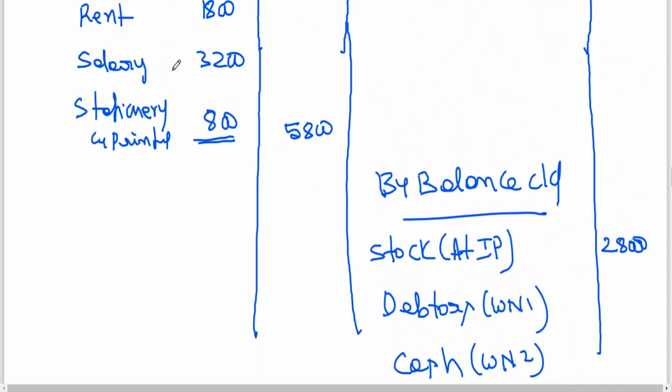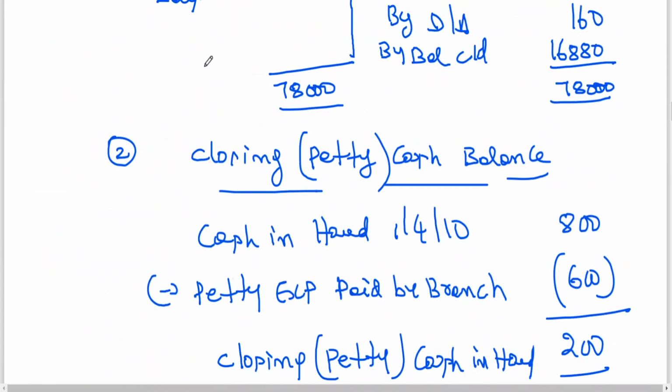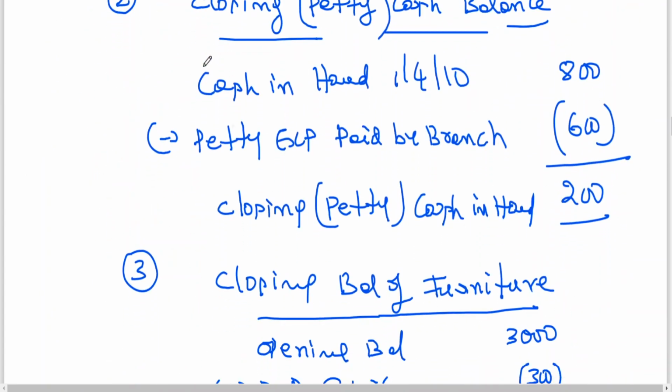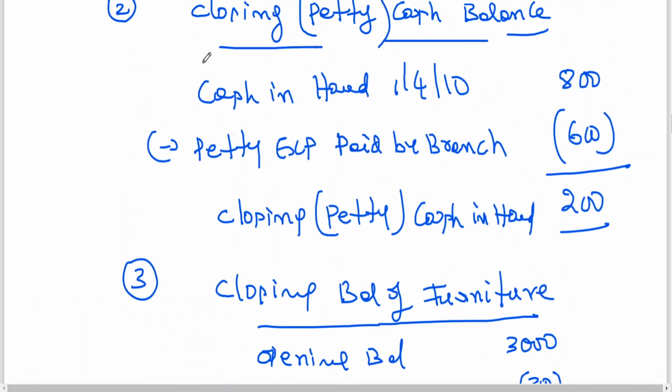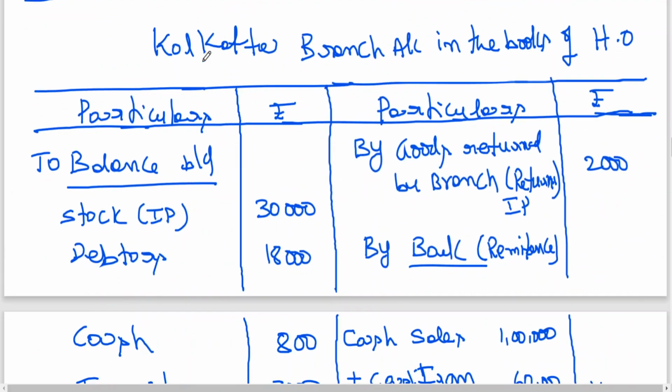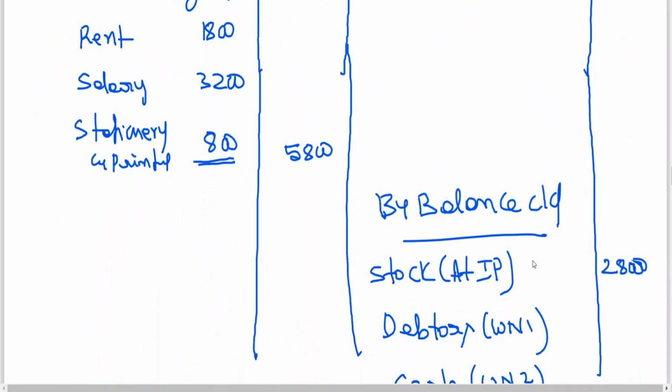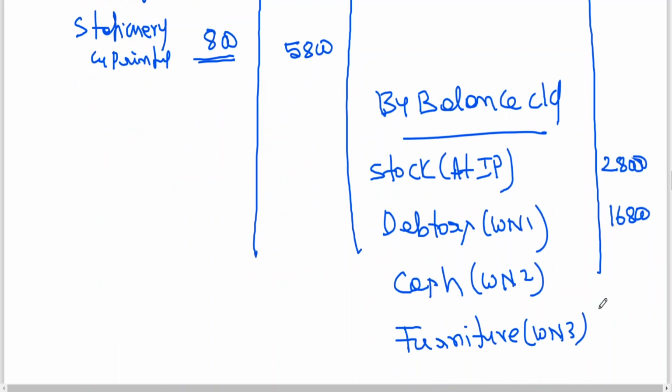You can see debtors, working notes number 1. Debtors 16,800, cash 200. Debtors how much? 16,800. Cash 200. Furniture 2,700. The debtors working notes is important. Cash etc., you can write 800 minus 600 and 3,000 minus 10% of 3,000. You can write that instead of writing working notes. Okay.